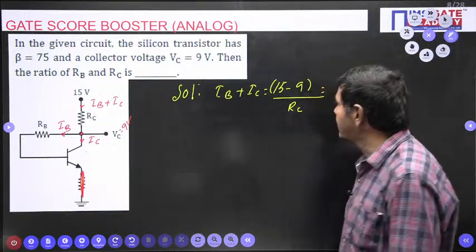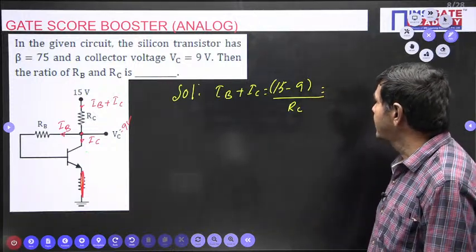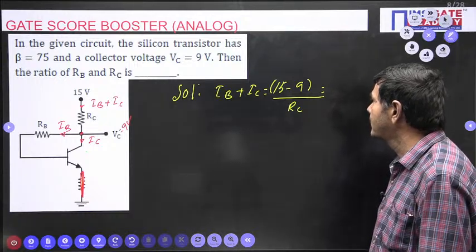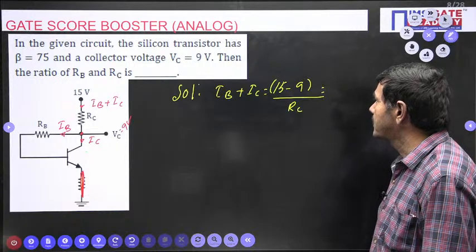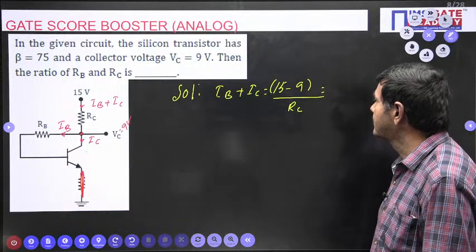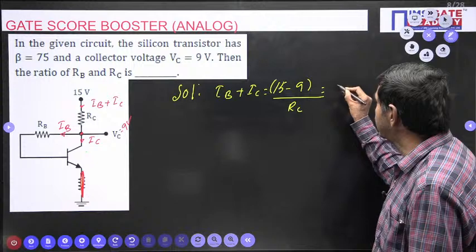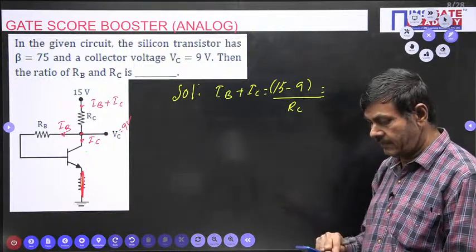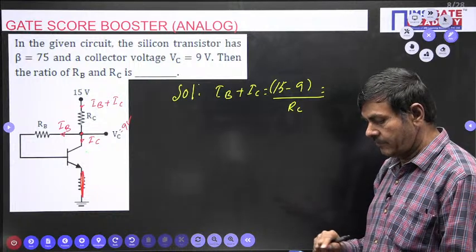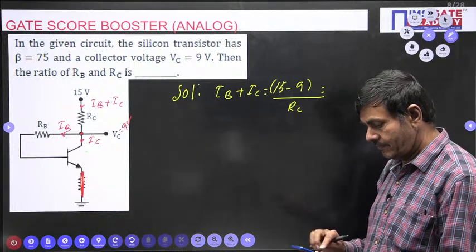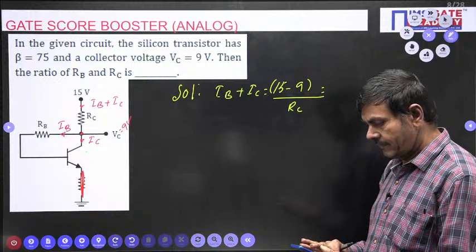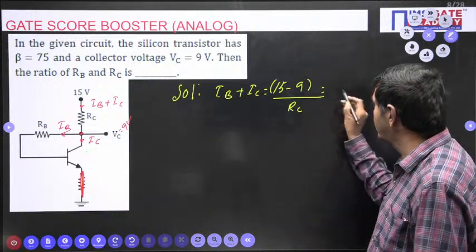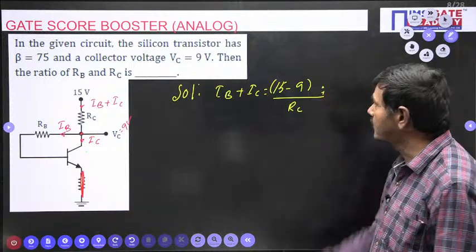This becomes what? 15 minus 9 means what value is possible here now? What is the value possible here now? 6 is possible. Find the value now. That value will be approximately. We have 15 minus 9 by RC we are getting now. Okay, that value you can put now.